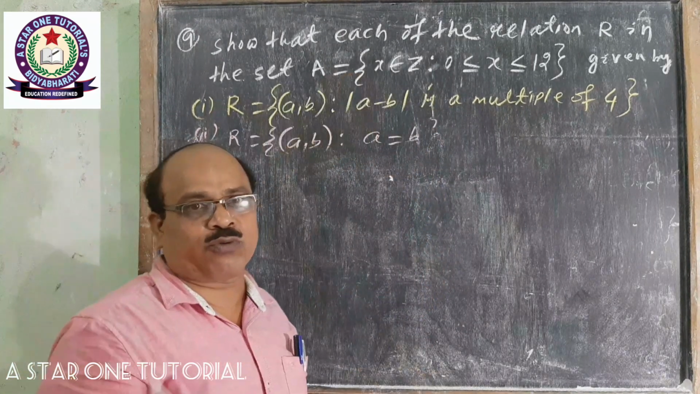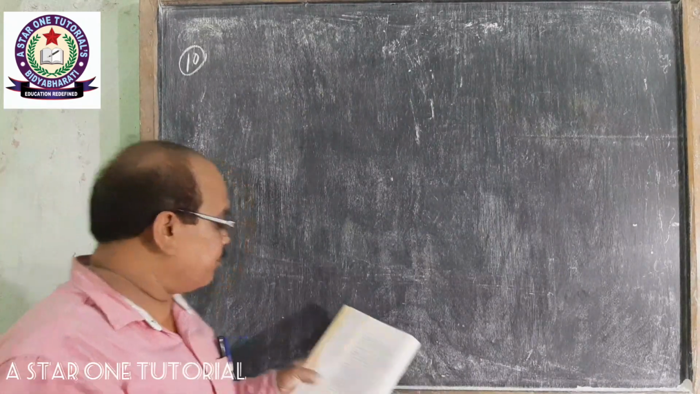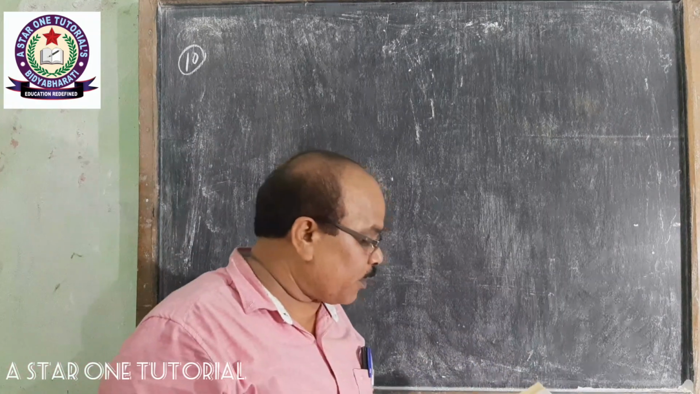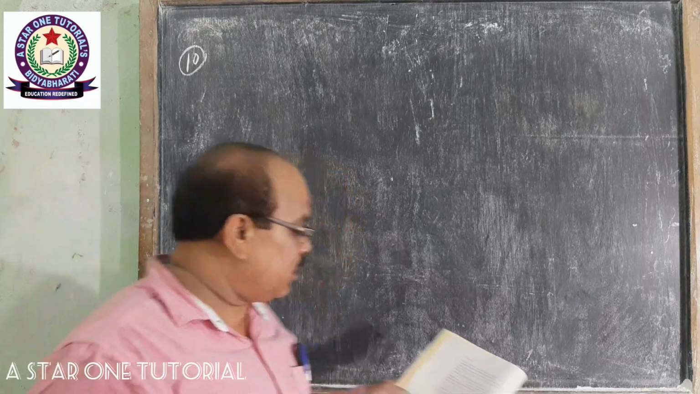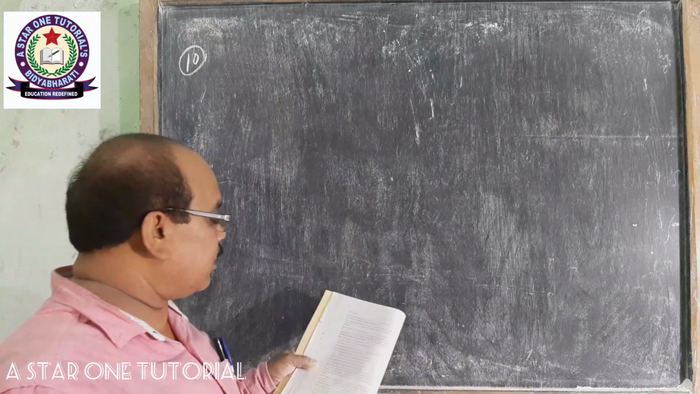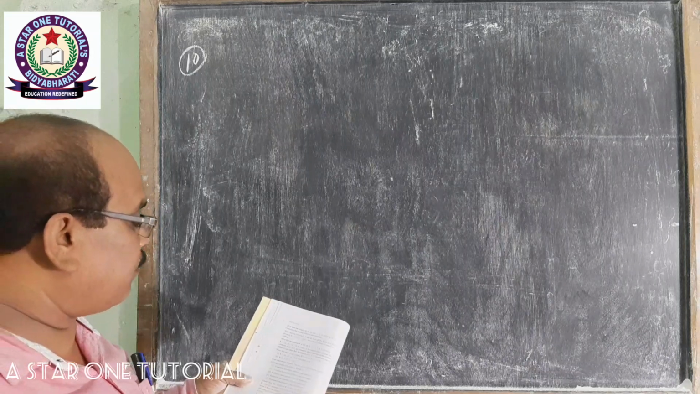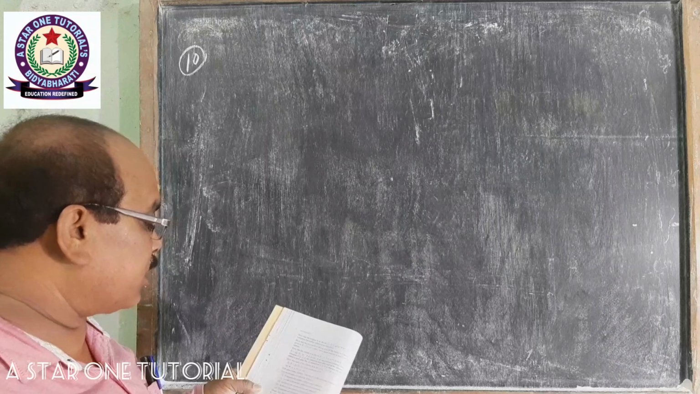So next, we are going to go to the next question, that is question number 10. It says that you have to give some examples. First, give an example of a relation which is symmetric but neither reflexive nor transitive. Second, transitive but neither reflexive nor symmetric. Third, reflexive and symmetric but not transitive.